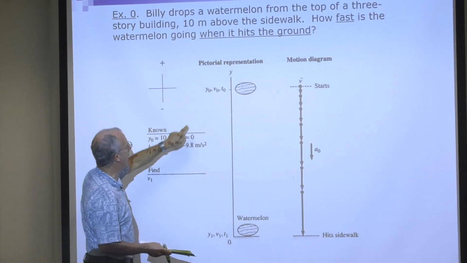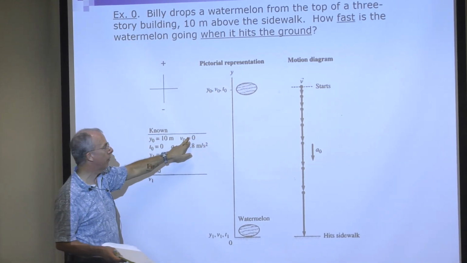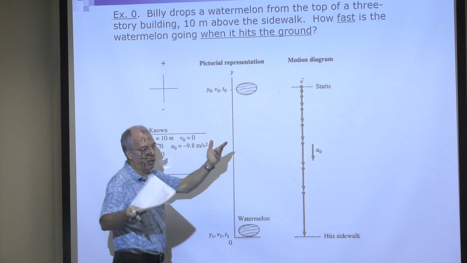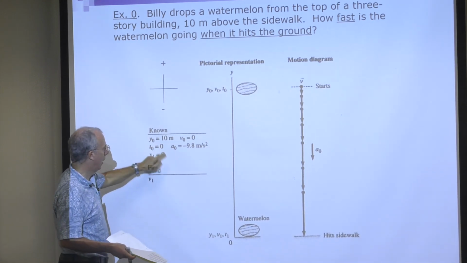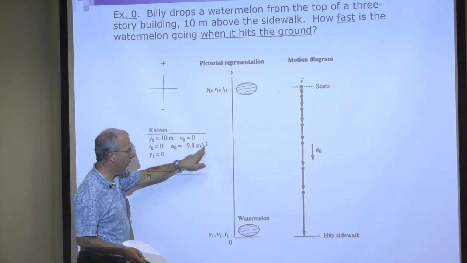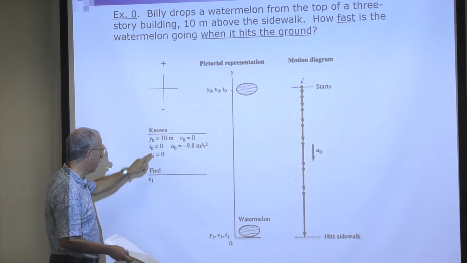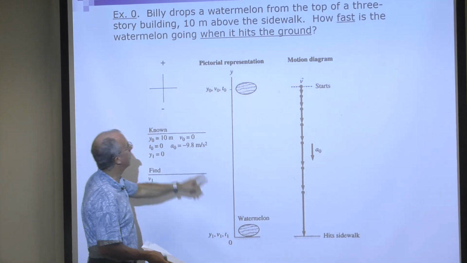So y0 is 10 meters. Initial velocity is 0, because we're dropping from rest, and time 0 is 0. The acceleration due to gravity is minus 9.8 meters per second squared. Got it. Now we go down here. What's y1? It's the origin, so it's 0. v1, that's what we want to find.